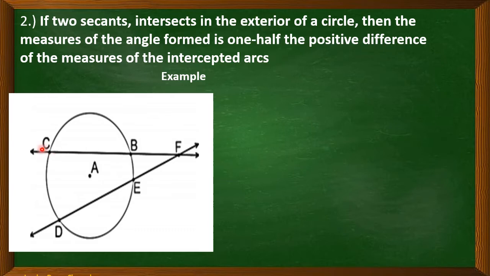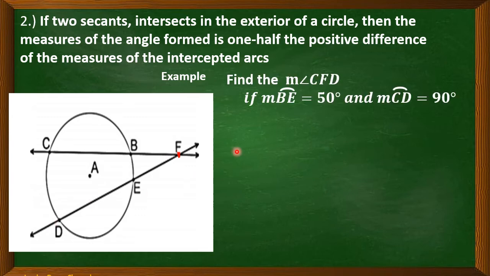So we have here two secant lines. Line CF is a secant, and another line DF is a secant. They intersect outside the circle, and this is their point of intersection, point F. So if you have observed, they were able to form an angle, and that angle is angle CFD. So the question here is, find the measure of angle CFD if measure of arc BE, this arc here, is 50 degrees, while arc CD is 90 degrees.